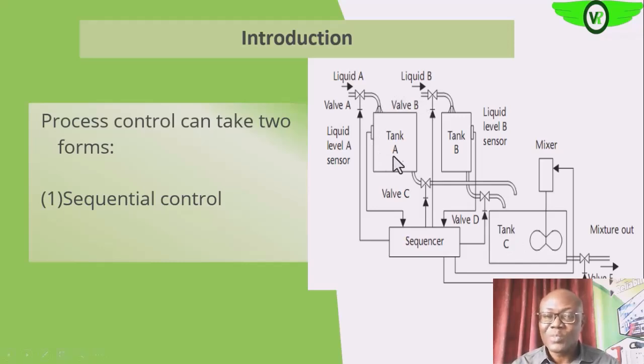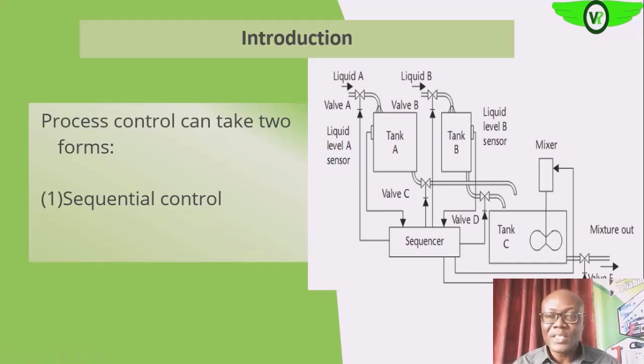Are you getting me? It is possible that liquid A will be subjected to some condition in tank A, while B is also subjected to some condition in tank B. But if they don't attain this level, probably for proper blending or for us to have the desired ratio of mixture of the two products A and B to give us C, you will see that this valve and this particular valve, C and D, will never open.